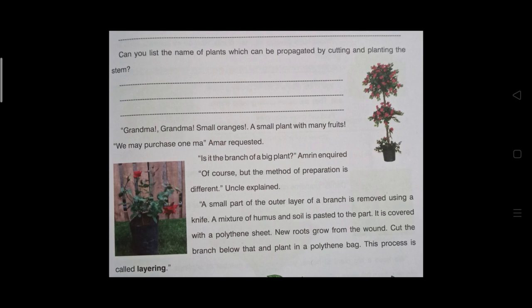Then bougainvillea, what about the bougainvillea plant? What about the hibiscus plant? So can you give some more examples here in these three lines?